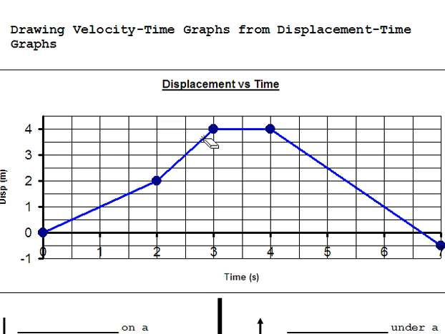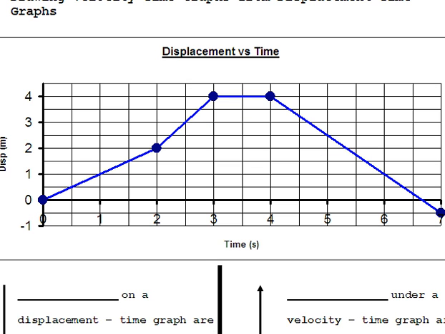We did something similar at the end of the last lesson, but we were using a data table, like we had taken some data with ticker tape. In this case, we're not going to do that. I'm just going to give you a chunk of a displacement time graph or a velocity time graph and make you convert back and forth between the two.